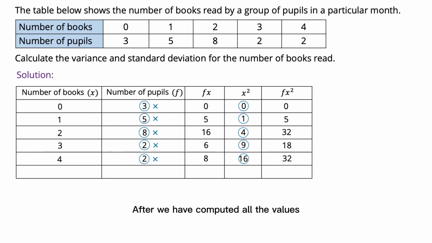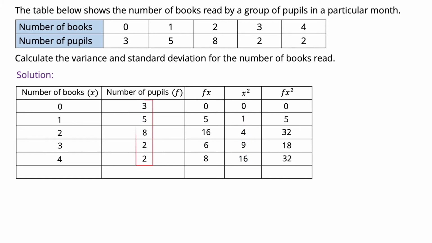After we have computed all the values, then find the sum of frequency. 3 plus 5 plus 8 plus 2 plus 2. The total of frequency is 20. Then, the sum of fx. 0 plus 5 plus 16 plus 6 plus 8. The sum of fx is 35. The sum of fx squared. 0 plus 5 plus 32 plus 18 plus 32. The sum of fx squared is 87.